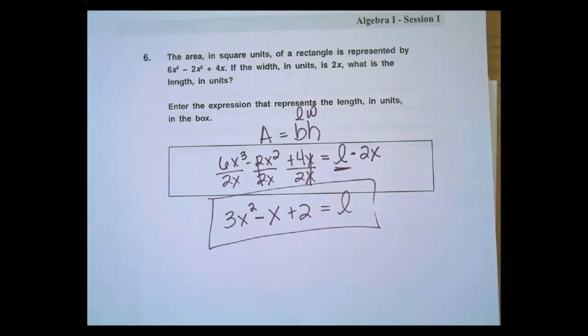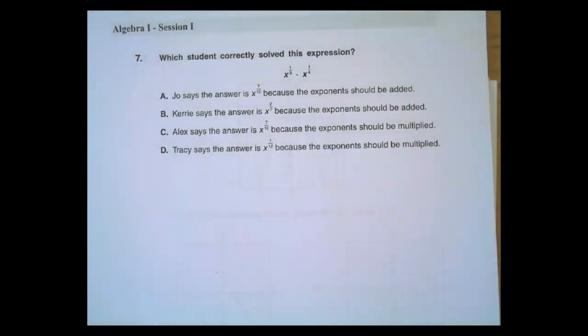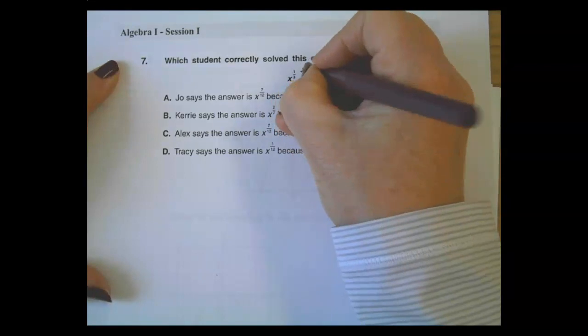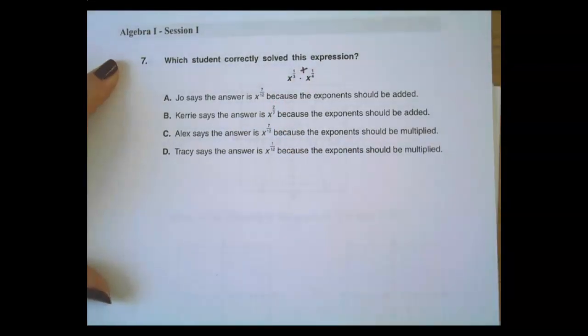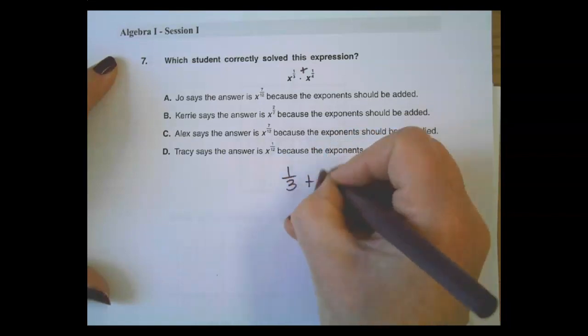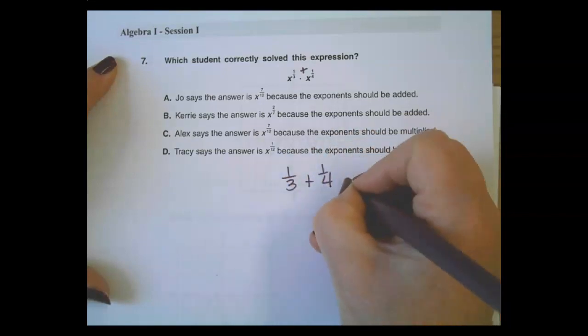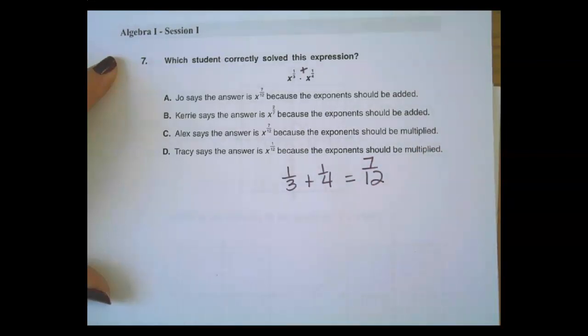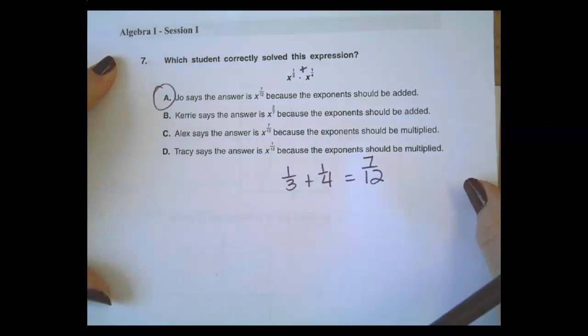Moving on. Probably just a couple more. So how do you solve this? When you're multiplying, you add your exponents. And you guys have a calculator. So what is 1/3 plus 1/4 in your calculator? You should get 7/12. That's it. What answer is that? A? Add them. Add them.